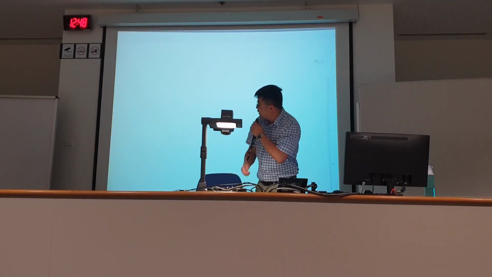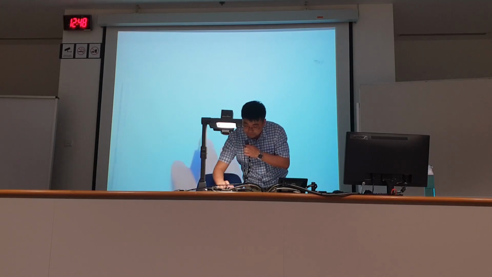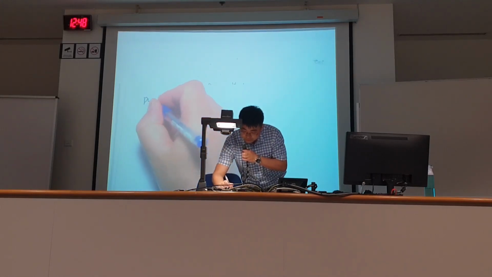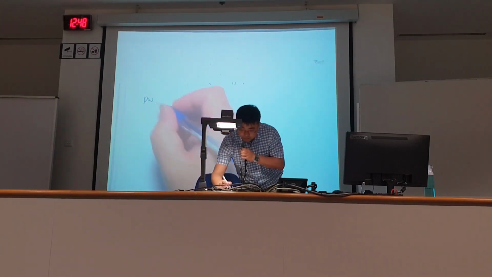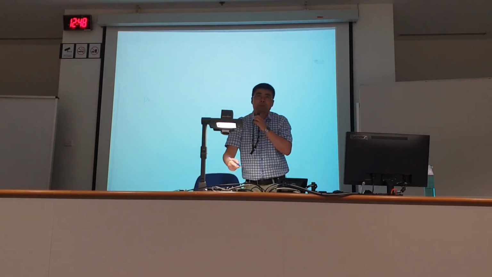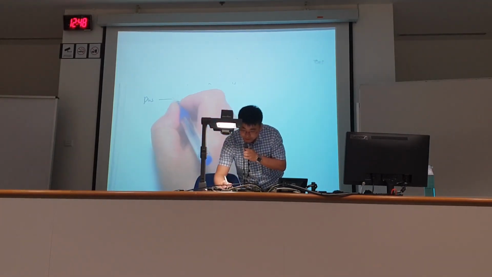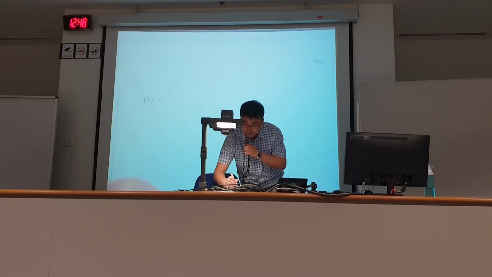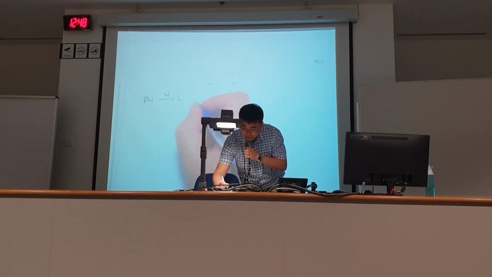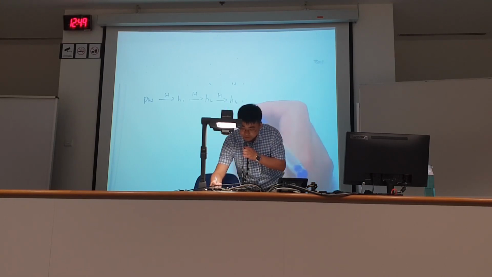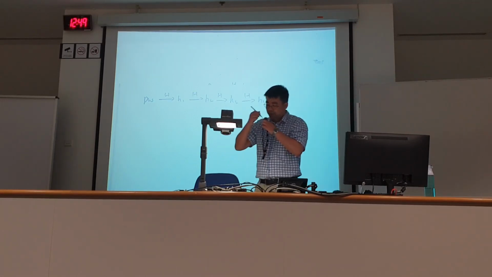Okay, so now you have an initial password. This is the real password picked by the user. You do the hash, you get hash 1, the hash 1 of the password. Then you do hash again, you get hash 2. You hash again, you get hash 3. For example, here I just do the hash 4 times.